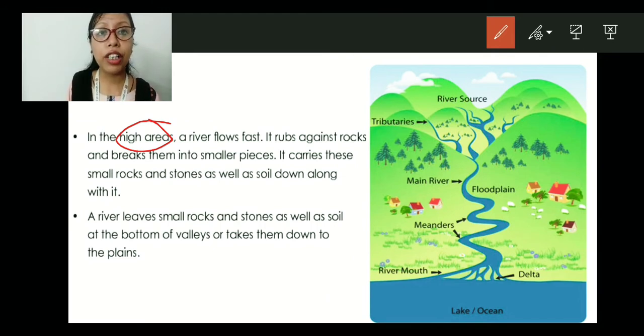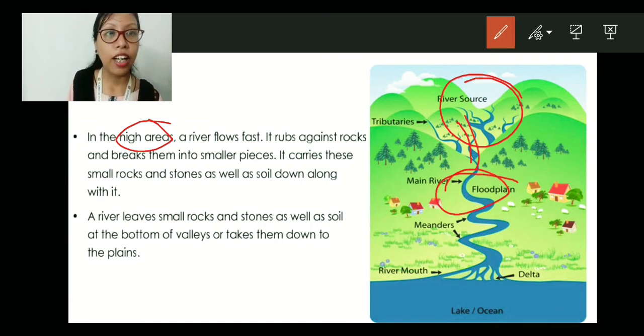Then a river leaves small rocks and stones as well as soil at the bottom of valleys or takes them down to the plains. That comes into the middle area where this soil and muddy materials are being deposited. So here is the river source, as you can see on the picture. These rivers are coming from the mountains, therefore their flow will be very fast. Then here is the middle area, so they will deposit the nutrients or the materials in the middle area as well as in the low areas.